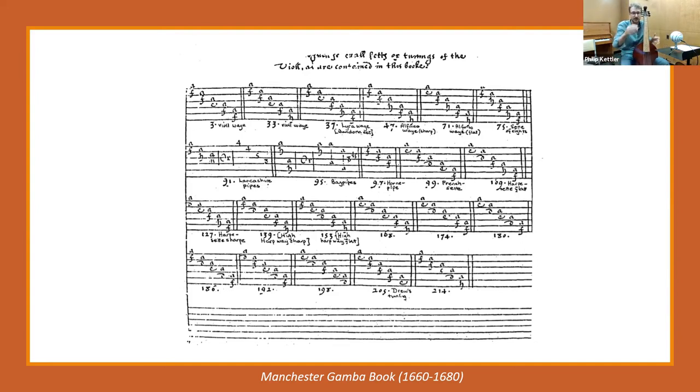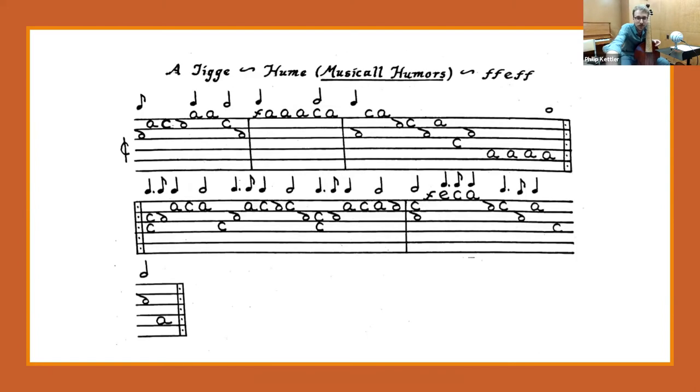So composers, this is a chart in the Manchester Gamba Book. Composers used all different kinds of wacky tunings to create different timbres and sounds, but then they just wrote the music in tab, so any player that could play tab could play it. And it was really great. So I would like to show you guys an example of tab. This is a piece called A Jig by Tobias Hume from his book called Musical Humors.